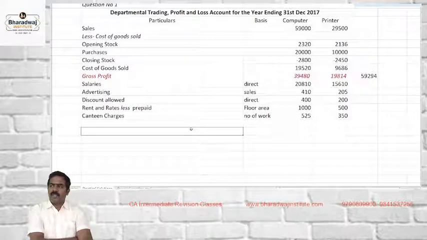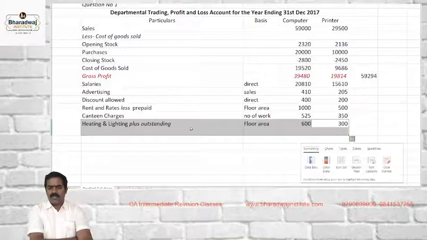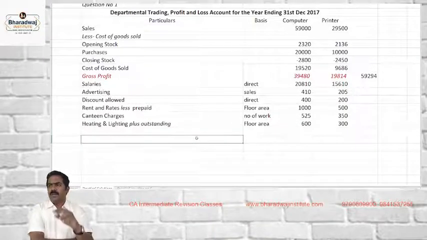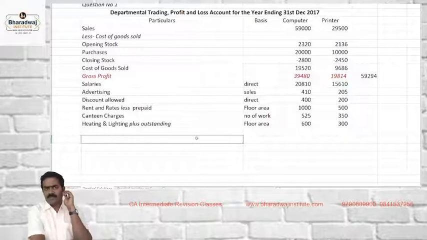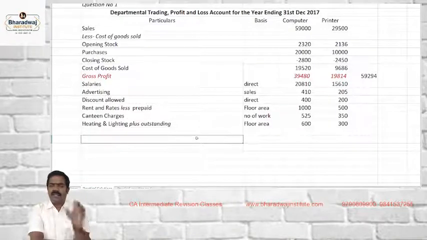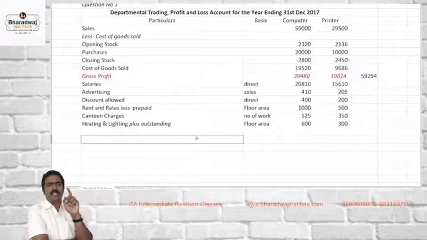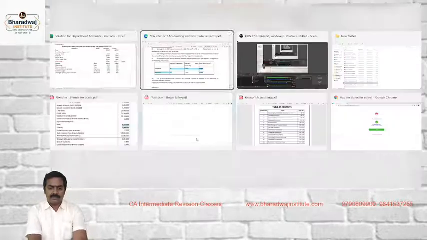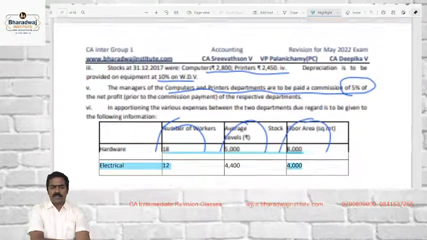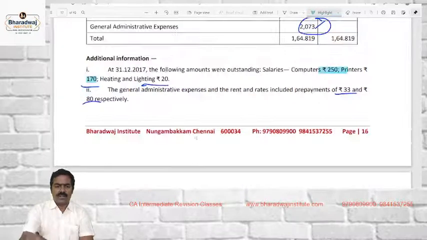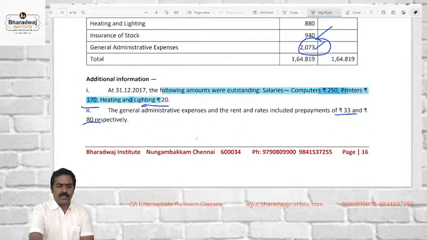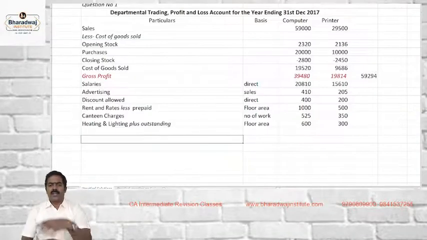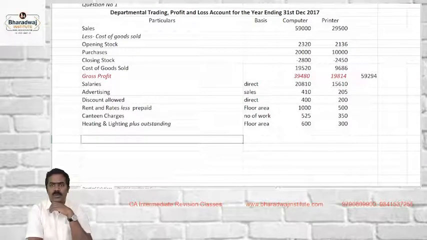Heating and lighting based on floor area. Heating and lighting plus outstanding expenses, given in adjustment number 1. Look at adjustment number 1. What is the heating and lighting outstanding? It is 20. Add the 20 and apportion based on floor area.